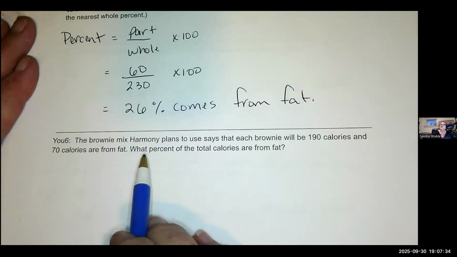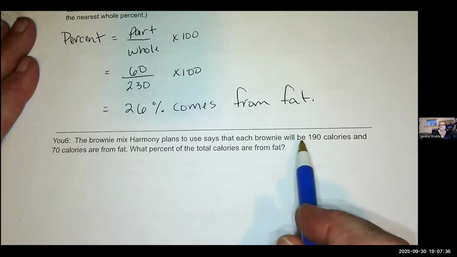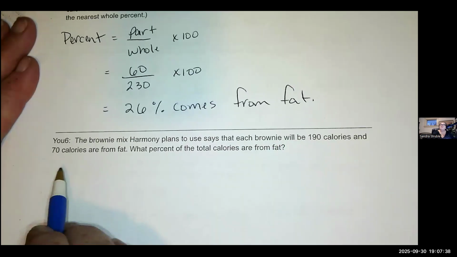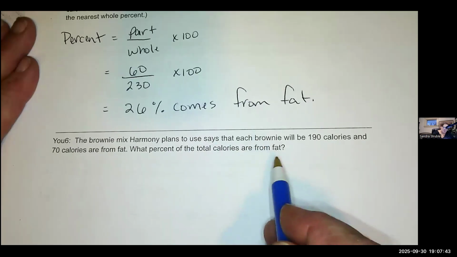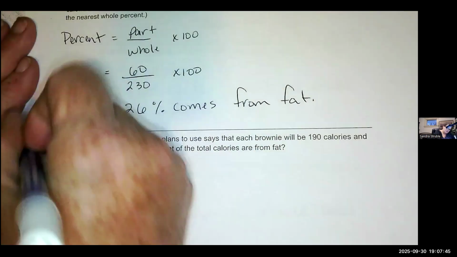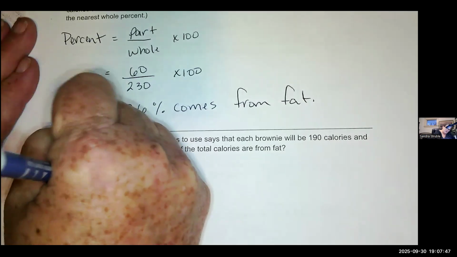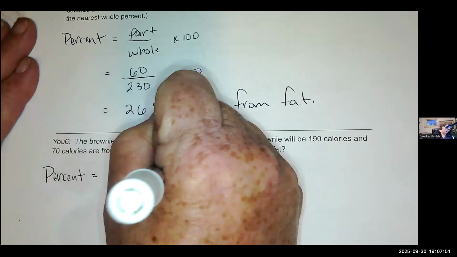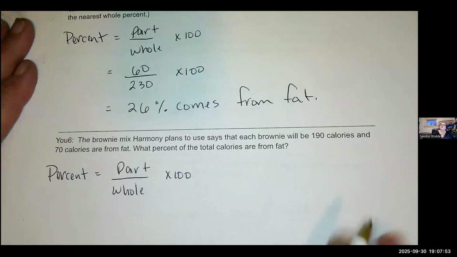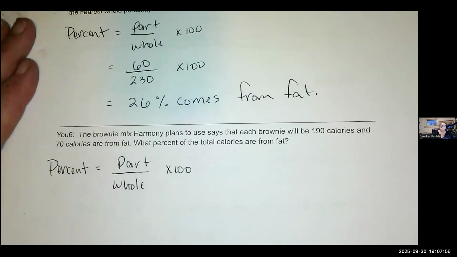The brownie mix Harmony plans to use says that each brownie will be 190 calories and 70 calories are from fat. What percent of the total calories are from fat? Same concept. Percent is part divided by whole and then times 100. Pause the video and attempt this one yourself.